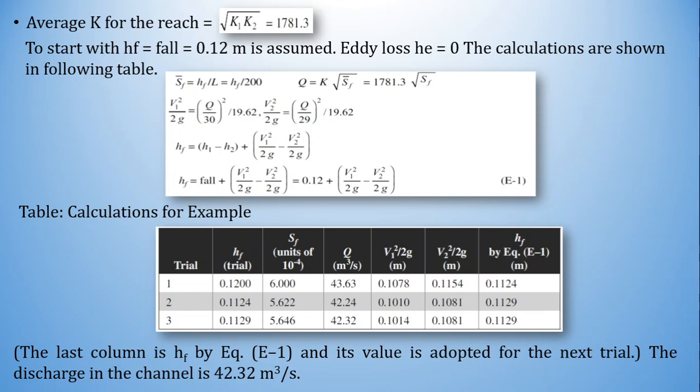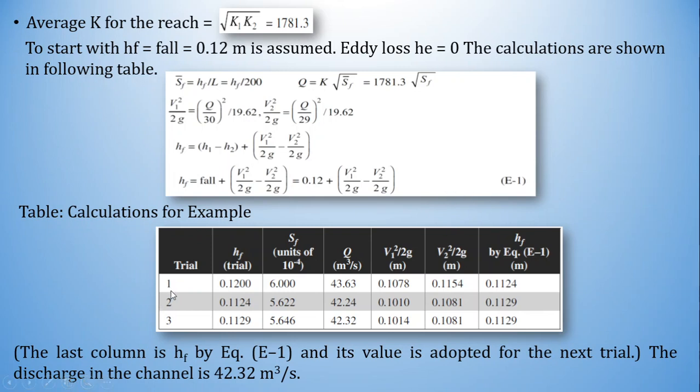Now look at the table for trial 1. Let us see the table first of all. Column number 1 represents the trial. There are 3 trials taken. Then HF for each trial, head loss due to friction for each trial, SF, then Q, discharge in meter cube per second, then V1 square upon 2G, that is velocity head, V2 square upon 2G, then HF by equation which is stated over here.